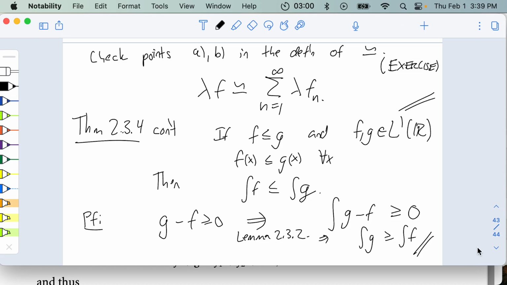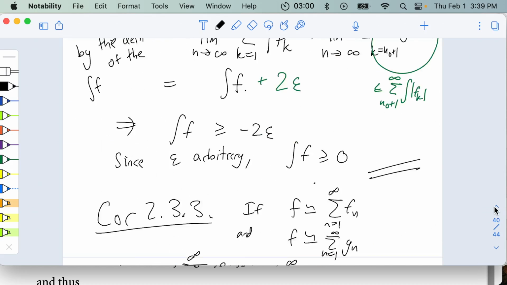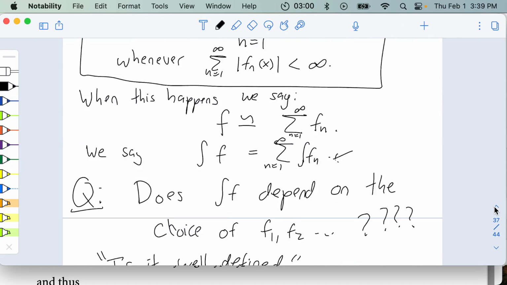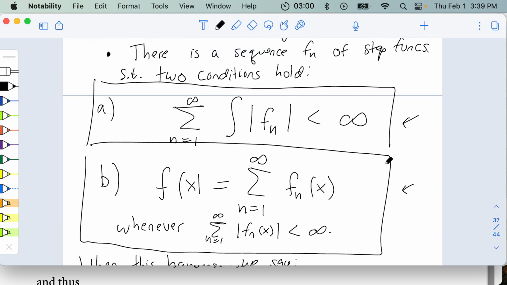Let me scroll back up to the thing. And this is, I think I mentioned it. I was like, this is some subtle stuff. Over here, when we had a and b, right? So is this whenever this happens? But what if this never happens?